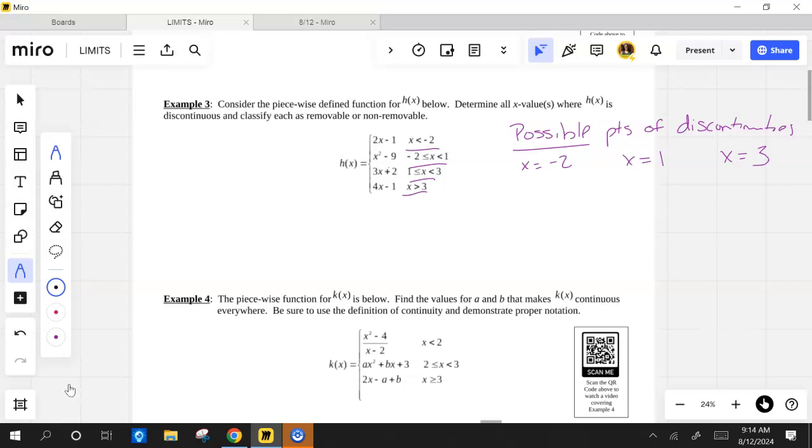At -2 on this first graph, I get -5. Do we all agree? On this second one, if I plug in -2, I want to get -5. So at -2, I do get -5.